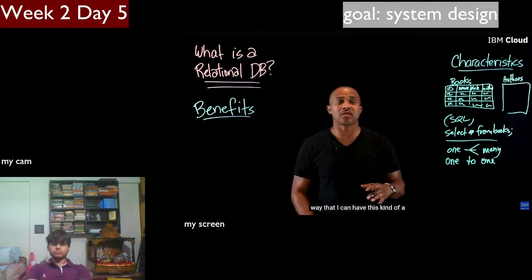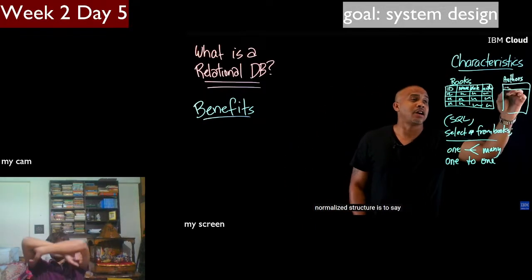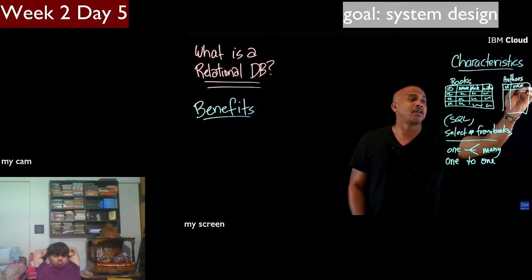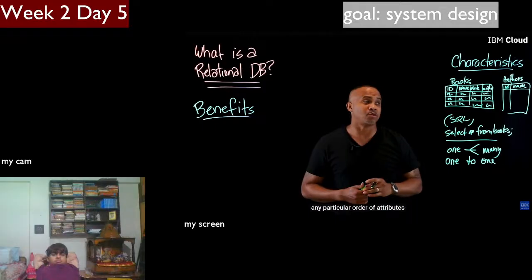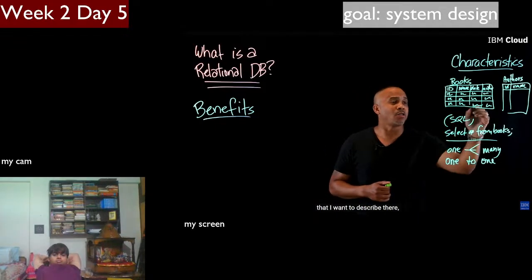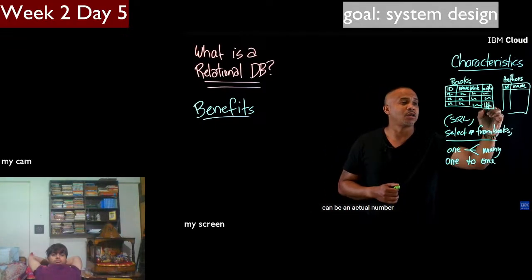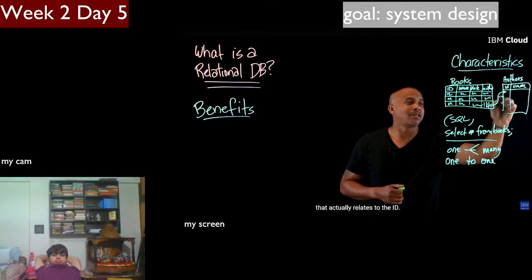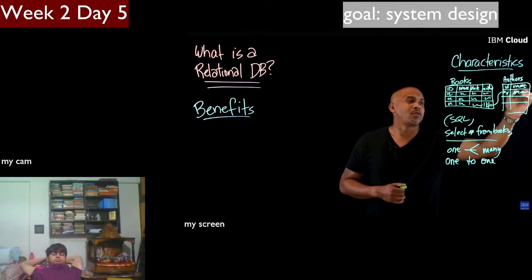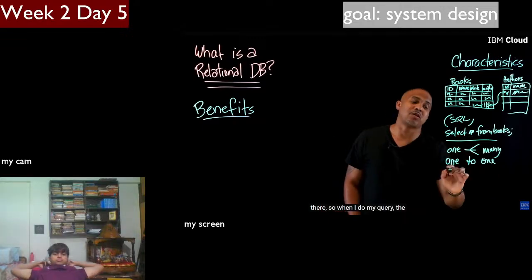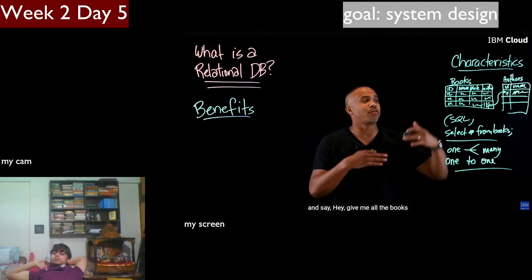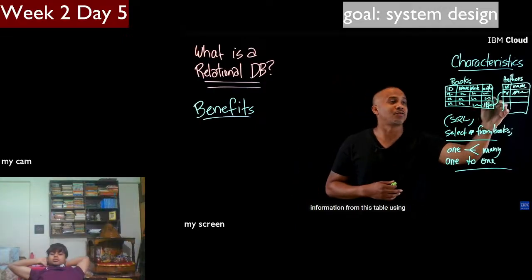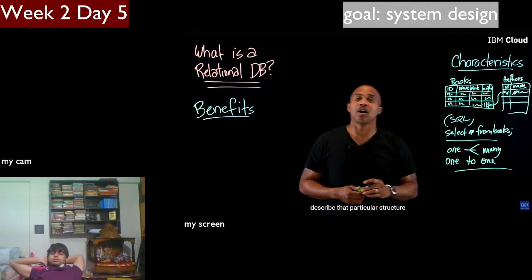So one way that I can have this kind of normalized structure is to say the authors table is going to have its own particular ID and name and any particular order of attributes that I want to describe there. But one of these fields can also be an actual number that relates to the ID of this field. And this is what's known as a foreign key. And of course, there'll be a name there. So when I do my next query, I can reference both these tables and say, hey, give me all the books and give me more of the author information from this table, using this foreign key to describe that particular structure there.